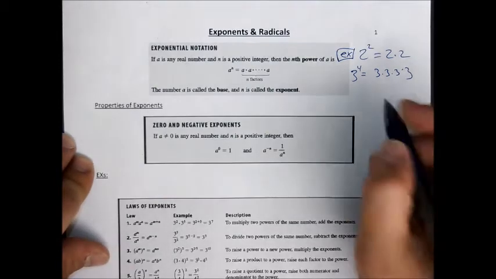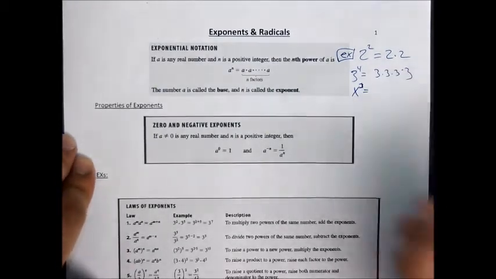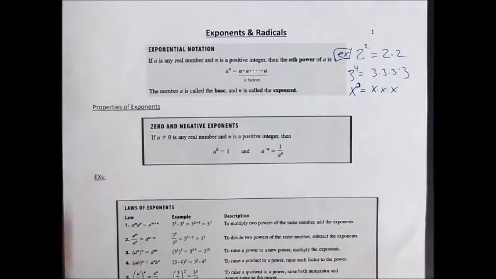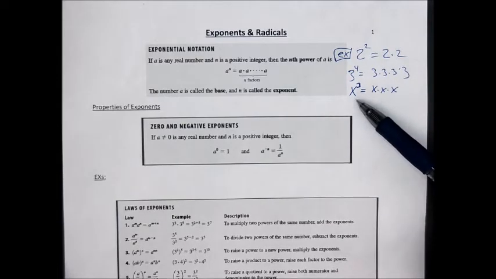And of course we could do it with variables as well. So if we had x cubed, x raised to the 3rd power, that's just x multiplied by itself 3 times. Now that's probably something that you're familiar with. And the real thing that we want to be careful about is what we do when we have things that are variables that are raised to an exponent.